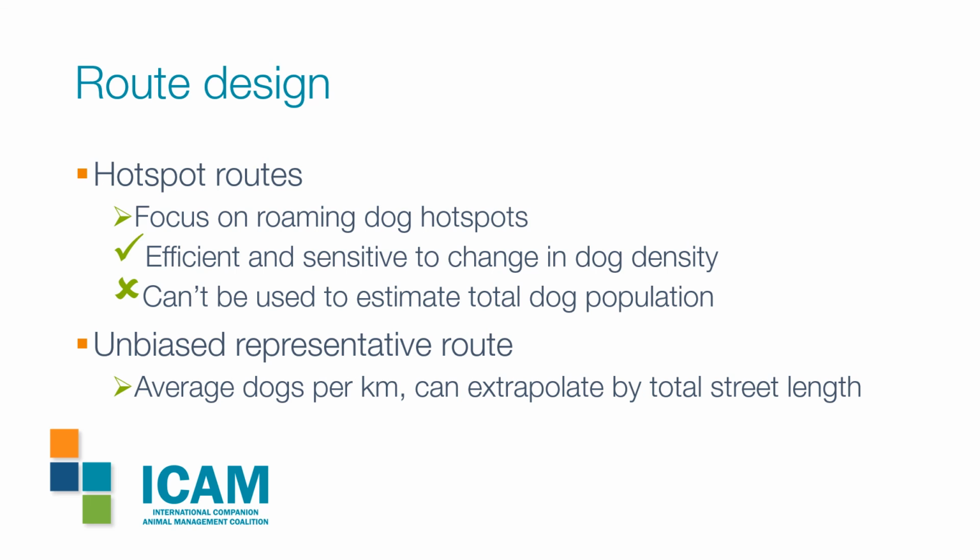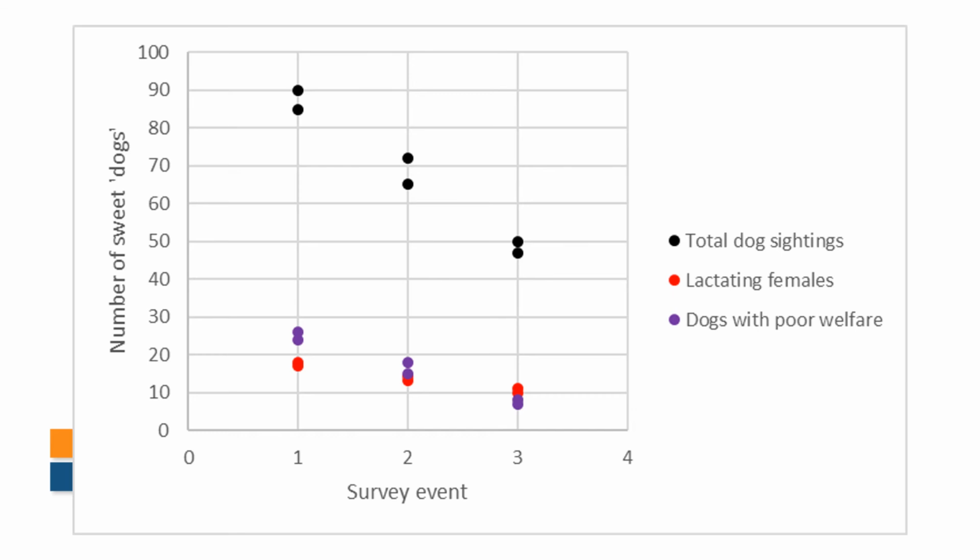One downside is that the dogs per kilometre you get from a hotspot route cannot be extrapolated up to an estimate of total roaming dog population. I'm going to go back to our data from an unbiased representative route to give you an example of what I mean by this. So here is our data from the Kathmandu example, and we're going to use this data to estimate the total number of roaming dogs in Kathmandu at the time of surveying, and that's an important qualifier.